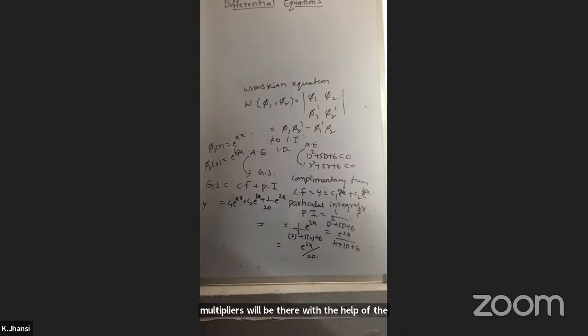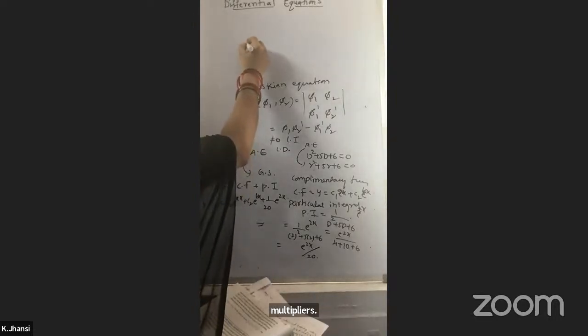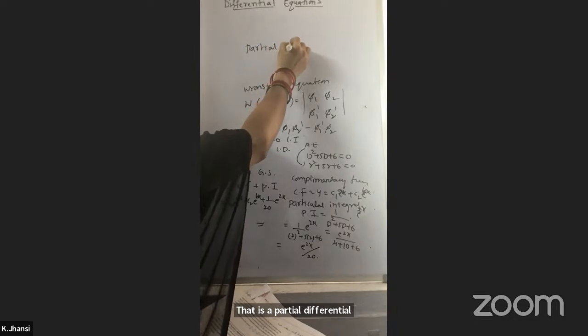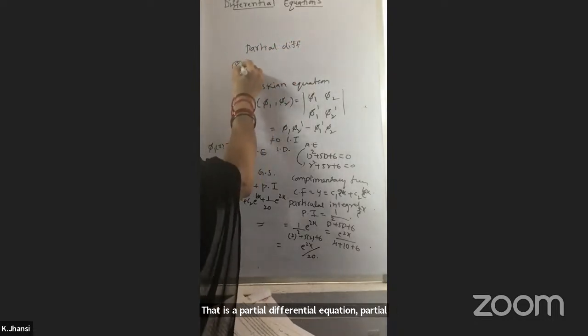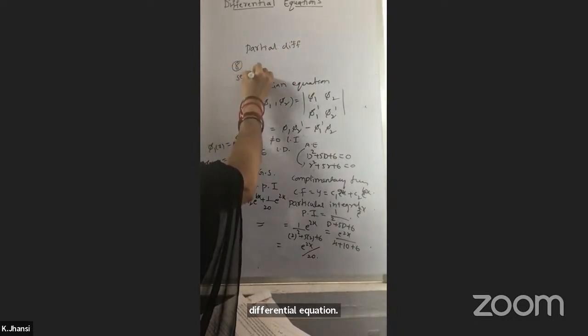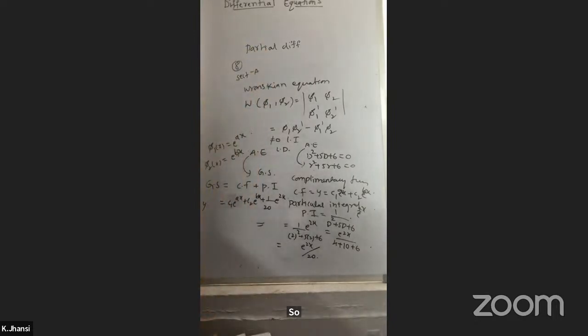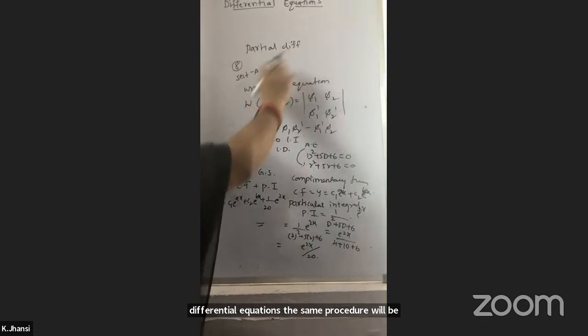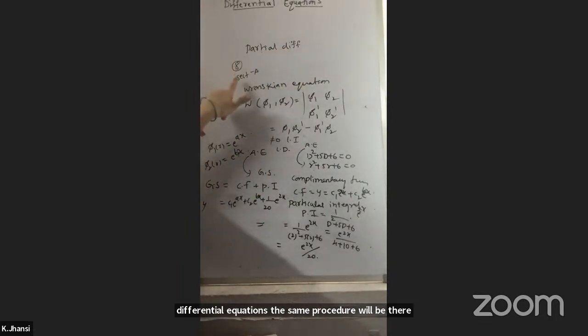And in the 12th unit, the partial differential equation is also there. So the 8th question in section A will be from the formation of partial differential equation. In the 4th unit, we have the formation of differential equation, no? The same procedure will be there for finding the partial differential equation also. So that one 5 marks question you will get, and one 10 marks question you will get for Lagrange's method. In this 12th unit only.